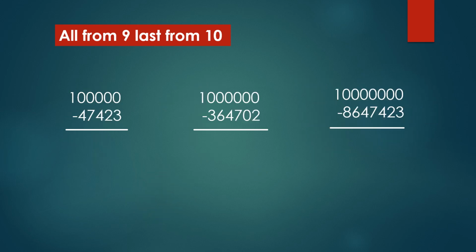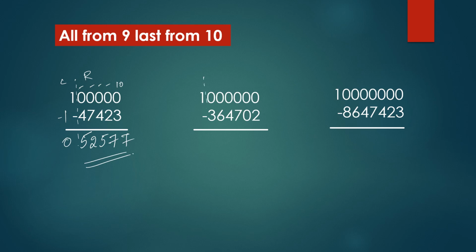Let's see some more examples. So 1 lakh minus 47,423. Again two parts. So this is left, this is right. 1 minus 1, 0. So here I'm not writing 9, here 9, 9, 9, 9. This will be 10. So 9 minus 4, 5. 9 minus 7, 2. 9 minus 4, 5 again. 9 minus 2, 7. 10 minus 3, 7. So the answer should be 52,577.